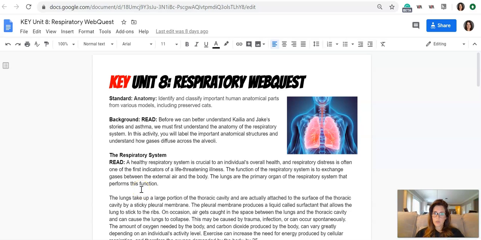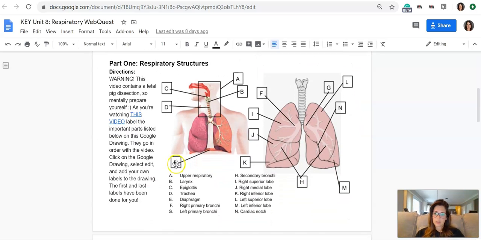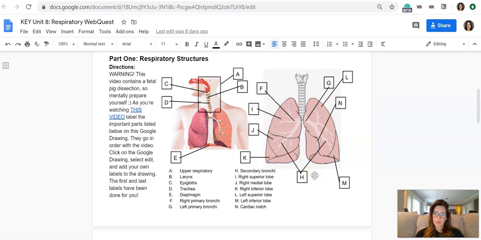Here is the key for the respiratory WebQuest for Monday. Here are the answers for the respiratory structures if you want to pause and check yours with mine. Some of these were on both, so as long as you have it on one or the other, that is totally cool. Just remember again, when you're looking at a patient, it's their left and their right.